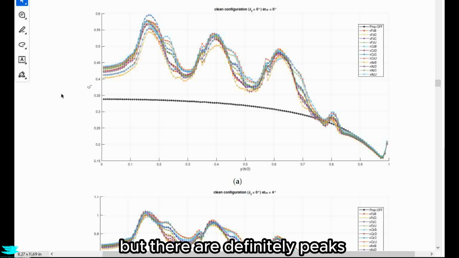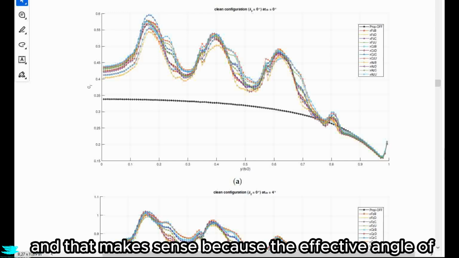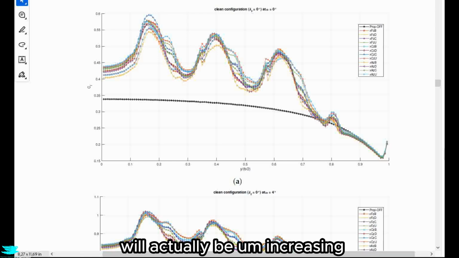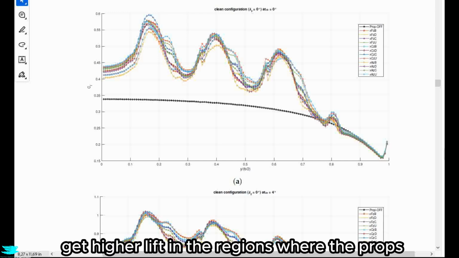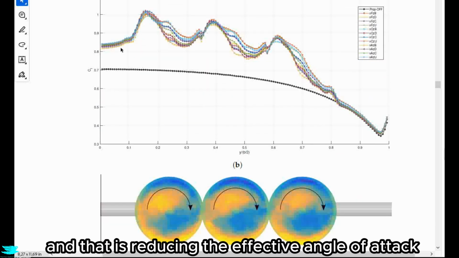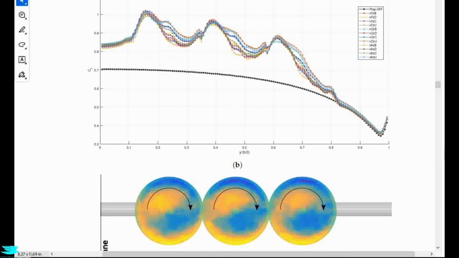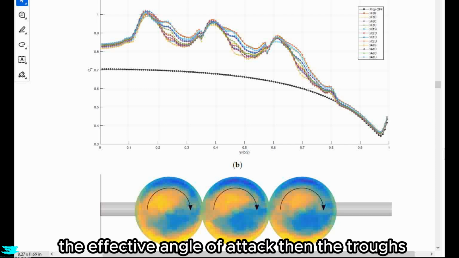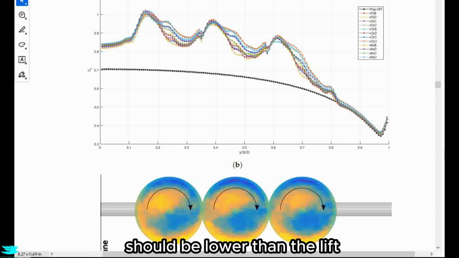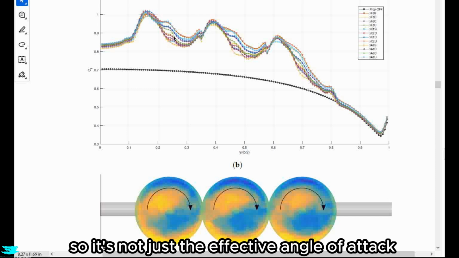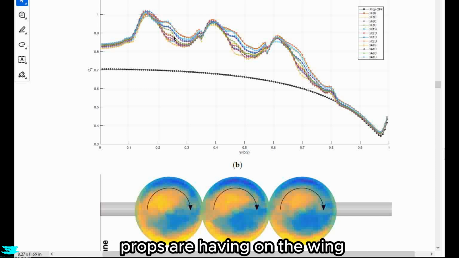But there are definitely peaks around where the propellers wash up, and that makes sense because the effective angle of attack, so the angle that the wing is seeing, will actually be increasing. But the fact that we get higher lift in the regions where the propellers are downwashing, and that is reducing the effective angle of attack, tells me that there is more than one effect going on here, because if this was just purely changing the effective angle of attack, then the troughs should be lower than the lift produced by the clean wing, but they're not, they're higher too. So it's not just the effective angle of attack, but it's also the other effects that these props are having on the wing.